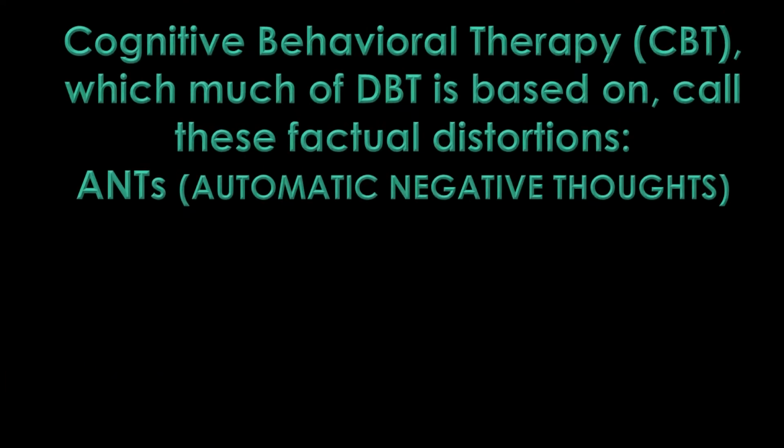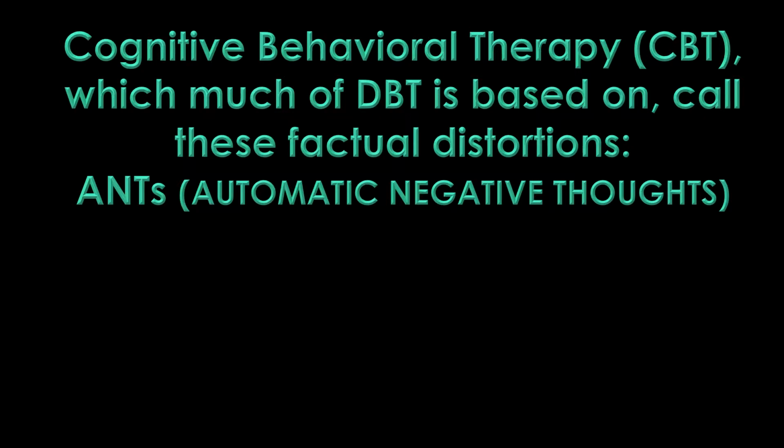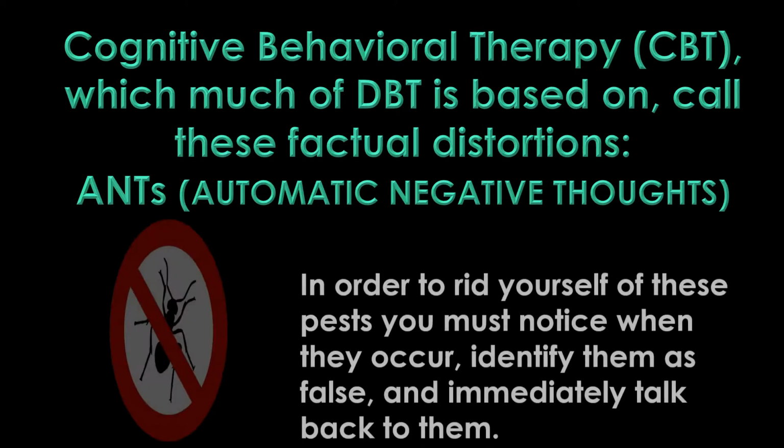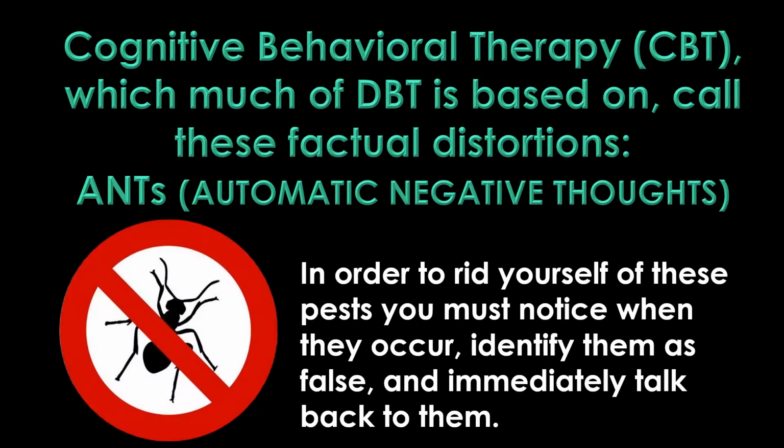Cognitive behavioral therapy, or CBT, which much of DBT is based on, calls these factual distortions ANTs, automatic negative thoughts. In order to rid yourself of these pests, you must notice when they occur, identify them as false, and immediately talk back to them.